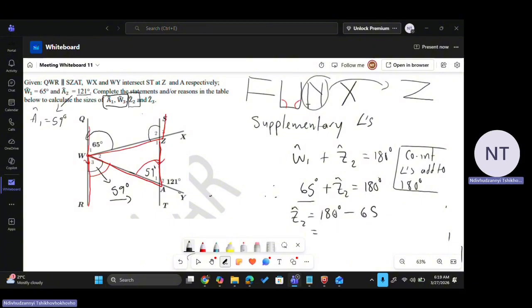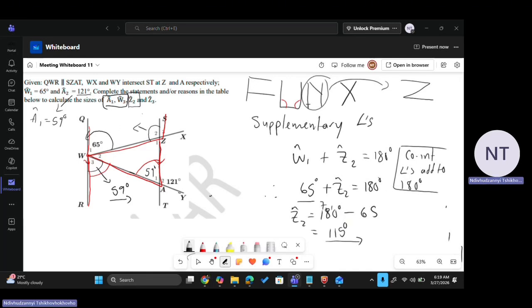Do you want to do it the old way? Yeah, why not? We borrow 1, we are left with 7, and this is 10. 10 minus 5 is going to be 5. 7 minus 6 is 1. Left with 1, we drop it. So our angle is 115.